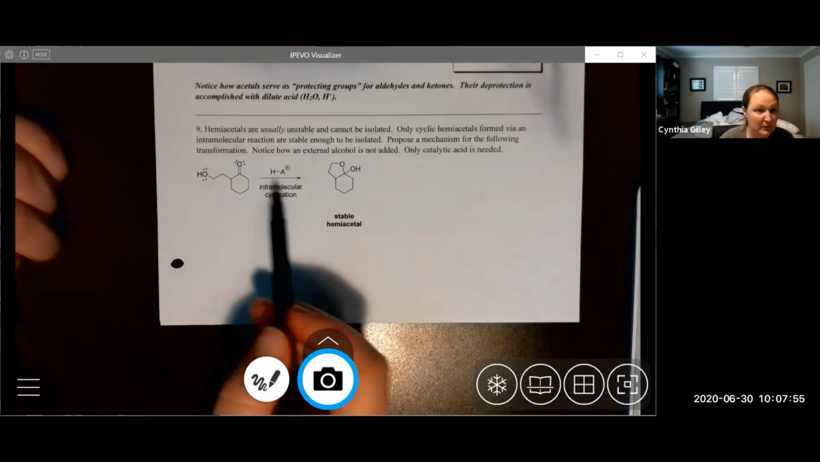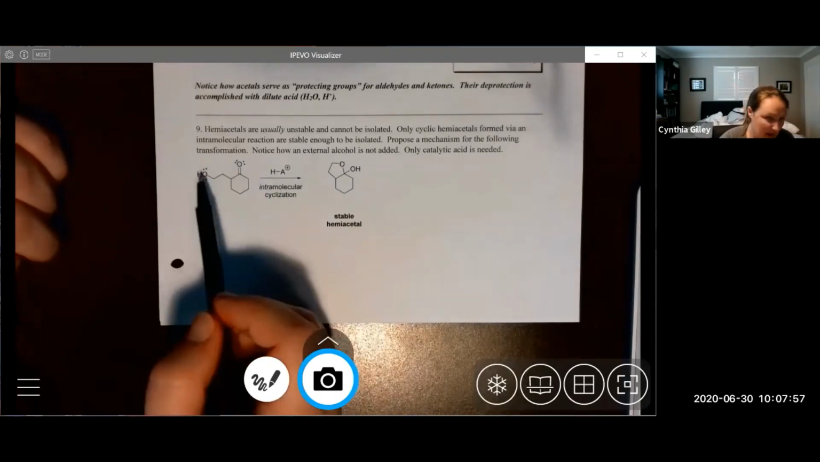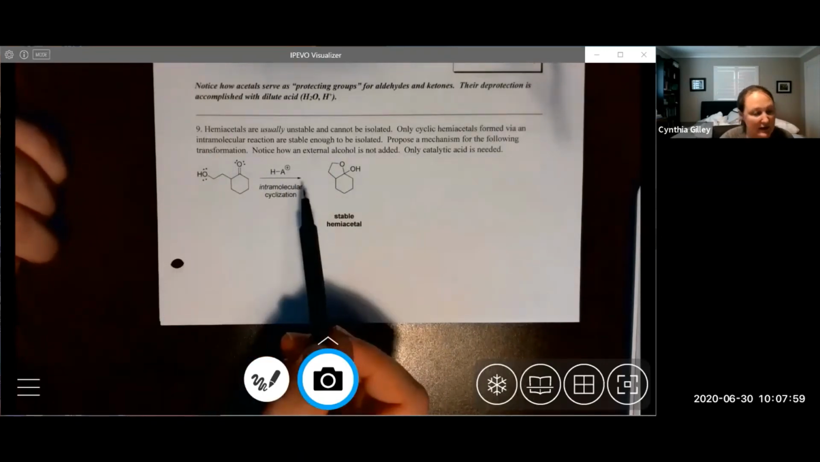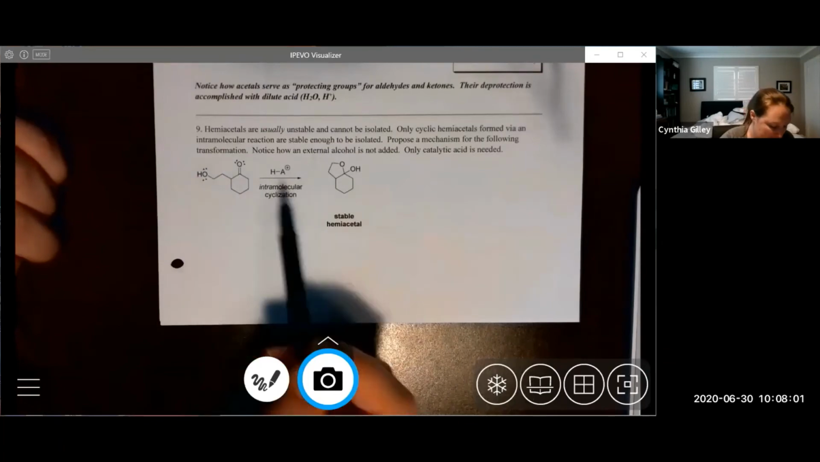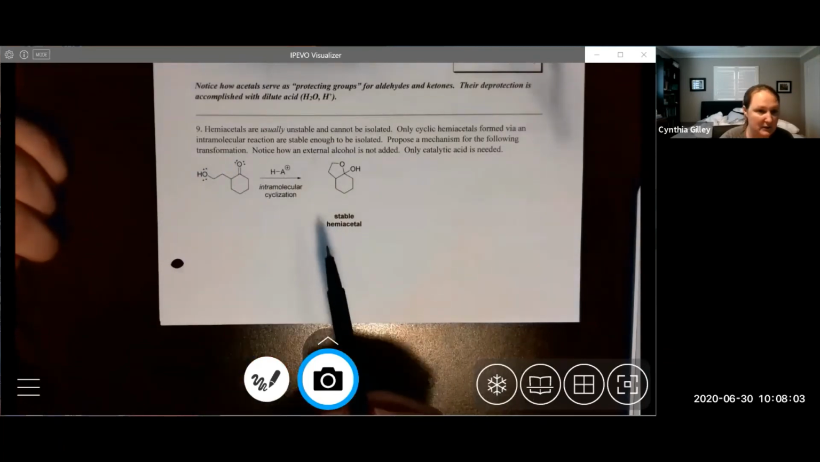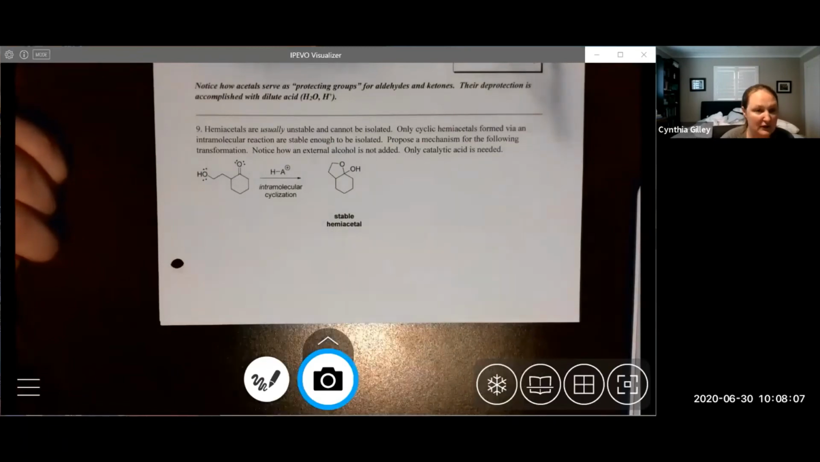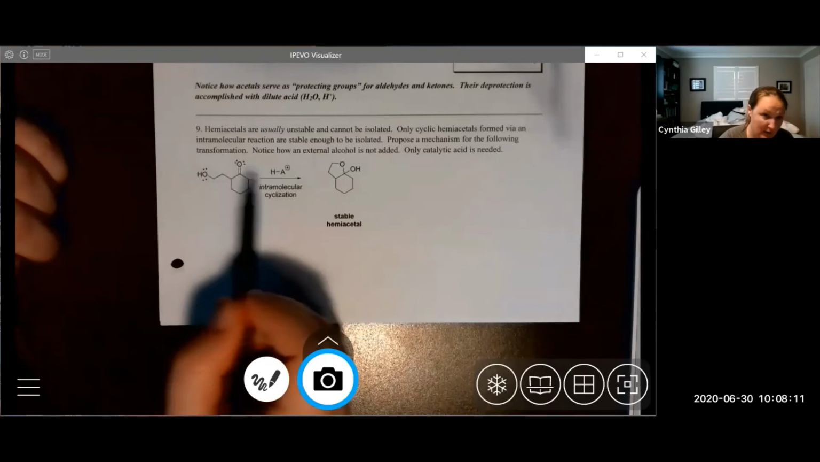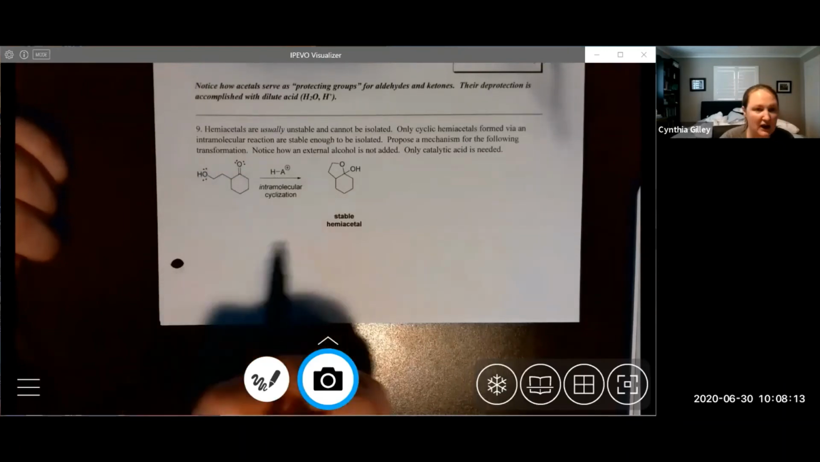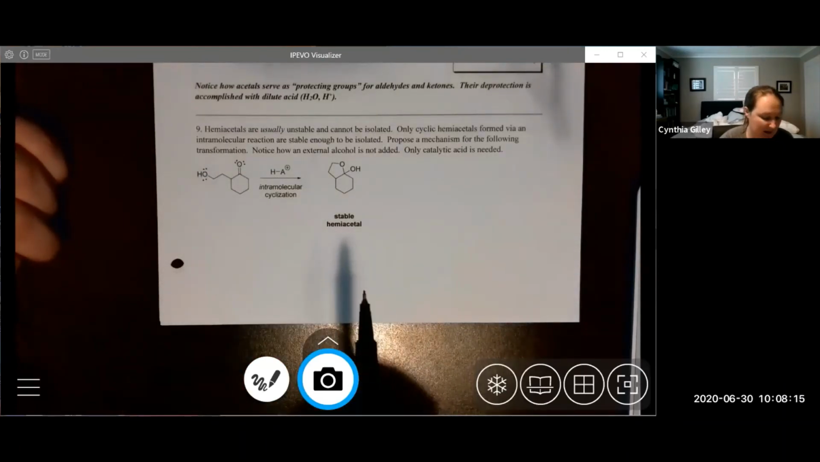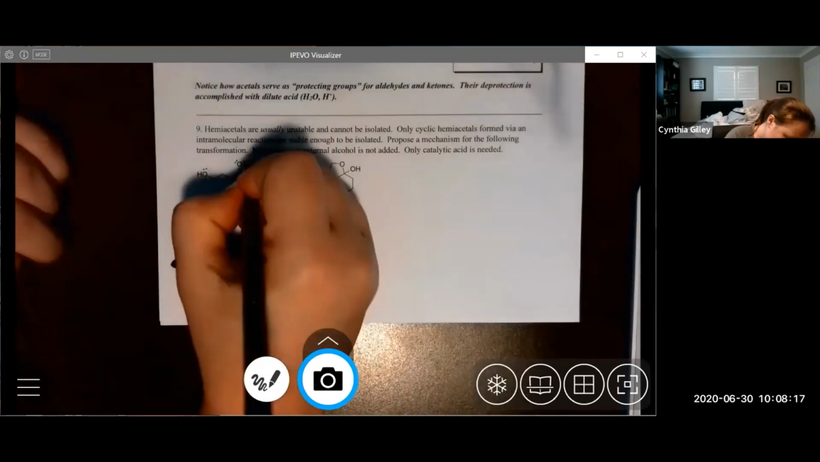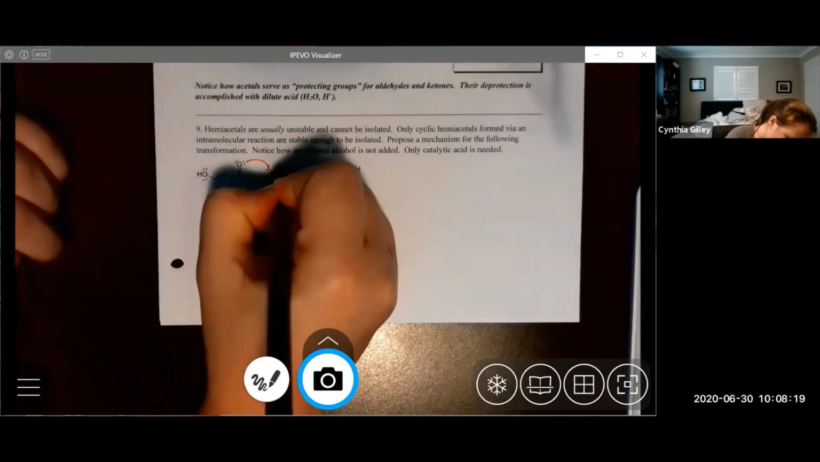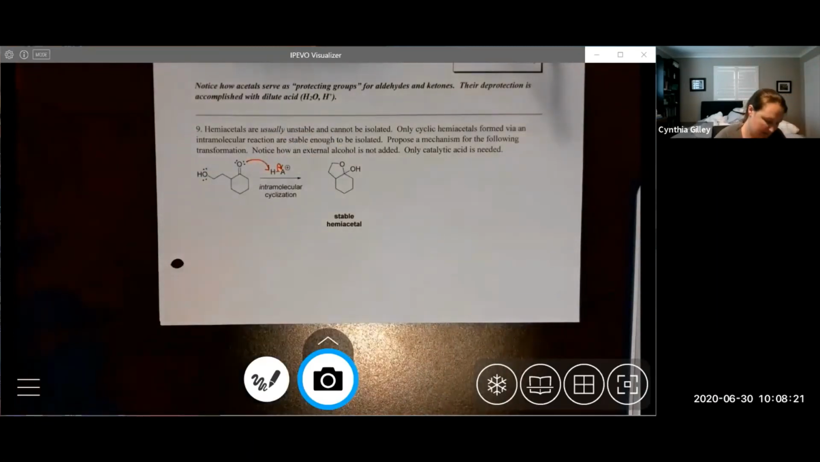But they're reversible. So it might protonate the alcohol, but then go back. And that might happen several times, and eventually it might protonate the ketone, and then we can have a further reaction. So even though there's proton transfer going on with the alcohol, that doesn't help us get to the product. Don't draw that in.